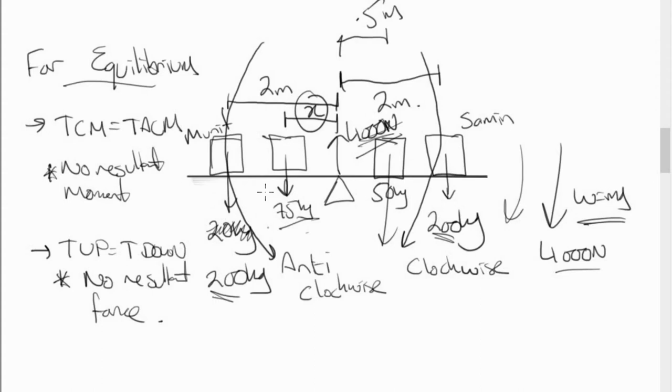Okay, so now we can start writing the equation of total anticlockwise equal to clockwise. So let's start. Munif causes an anti-clockwise moment. Zabir causes an anti-clockwise moment, right? Zaima causes a clockwise moment. And Samin also causes a clockwise moment, right? So now we can write this down as an equation.